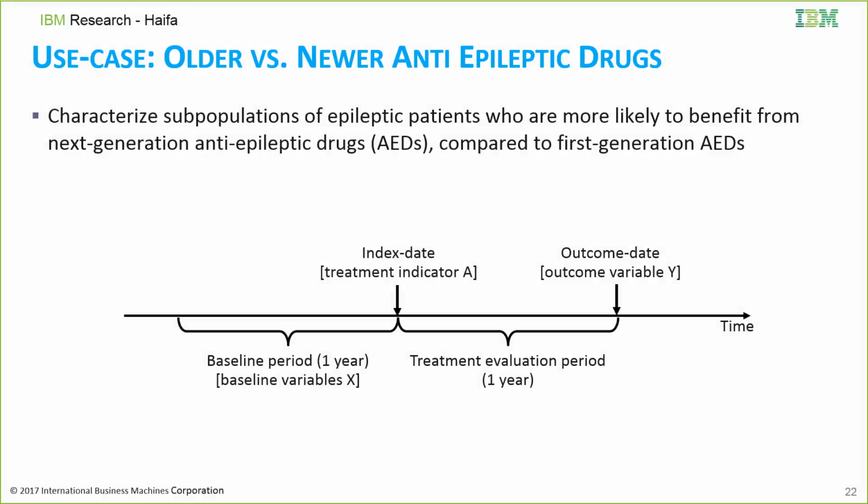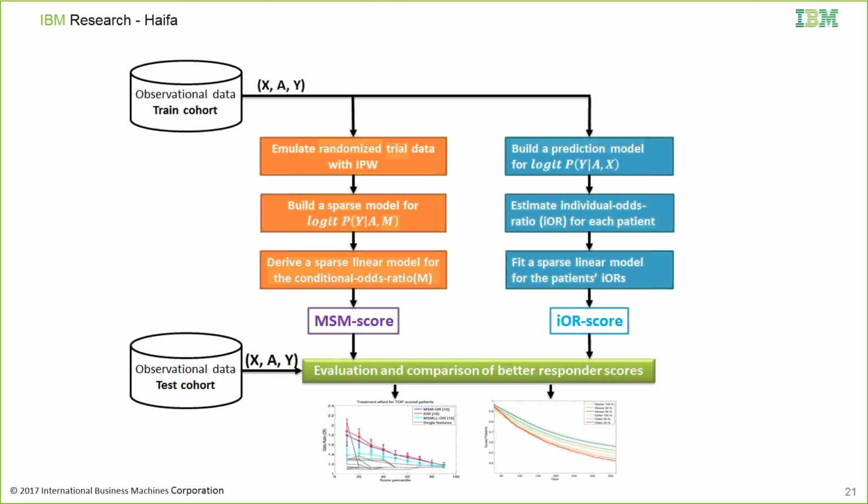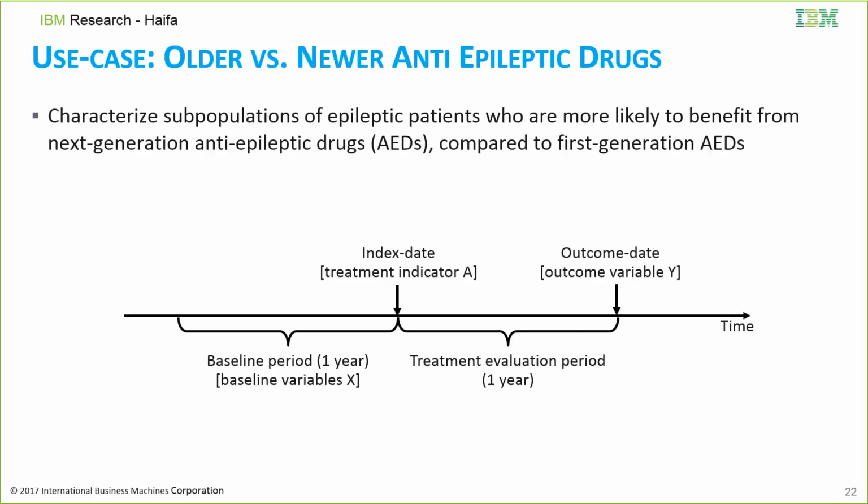So we tested these two approaches on a use case that focused on epileptic patients. I think this goes back to what you asked earlier. We have to come up with an index date, which stands for present time, and then we extract features from history and predict something at a predefined time horizon in the future.